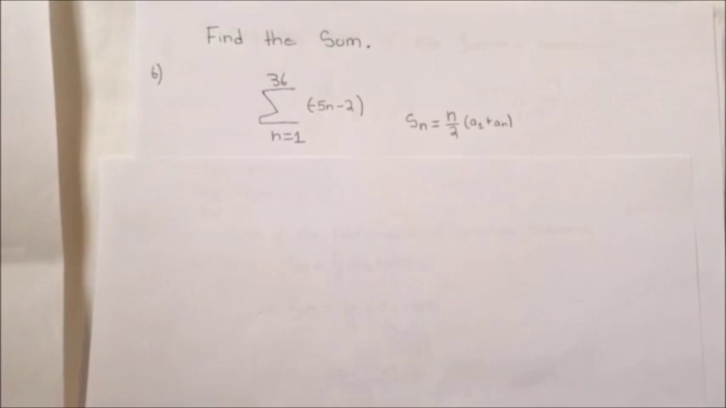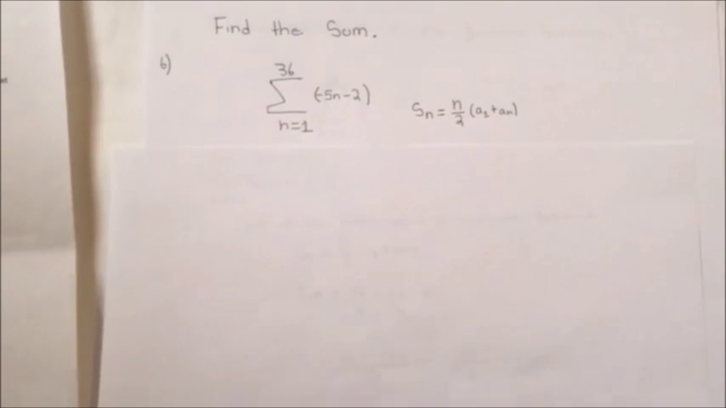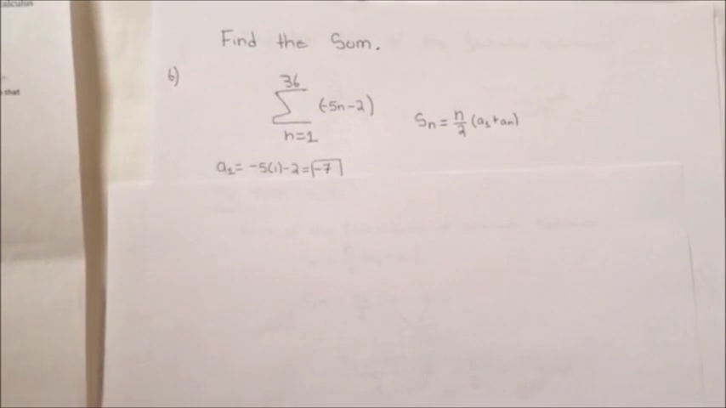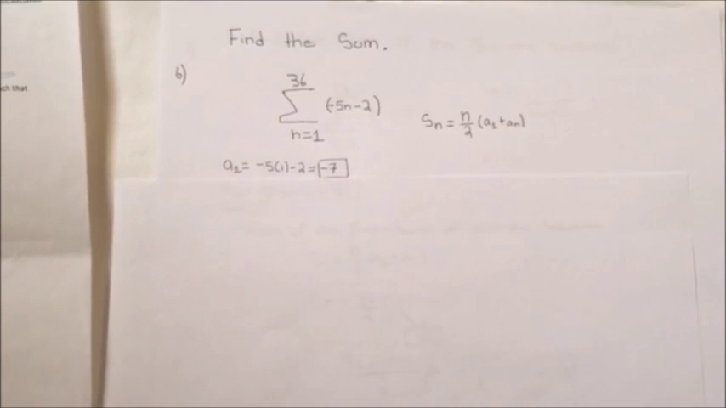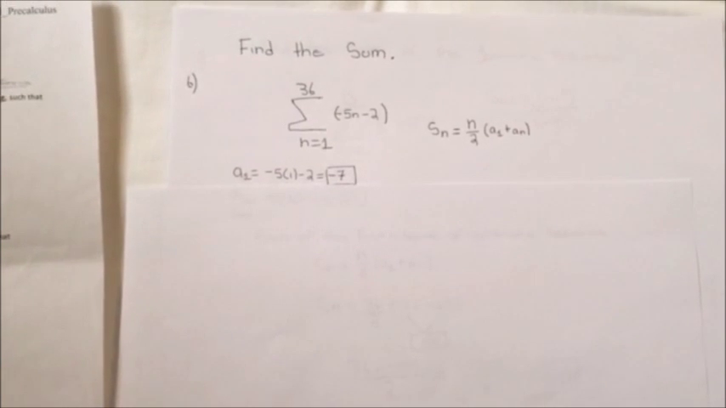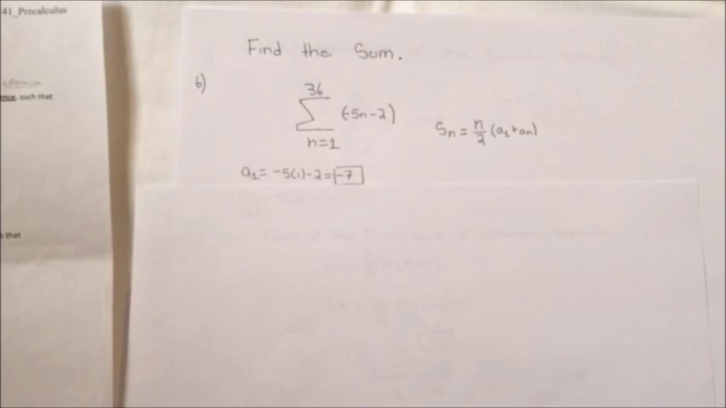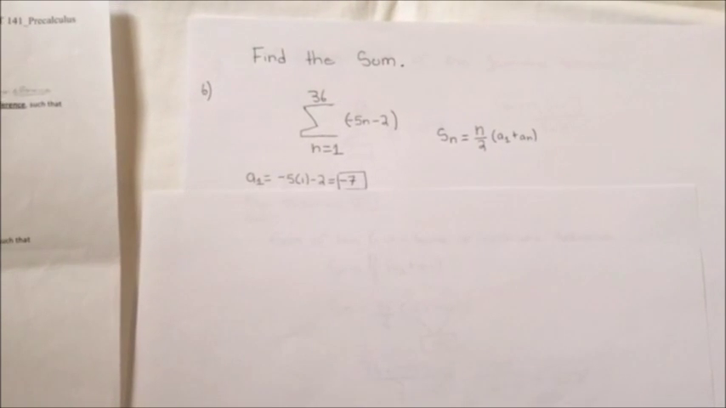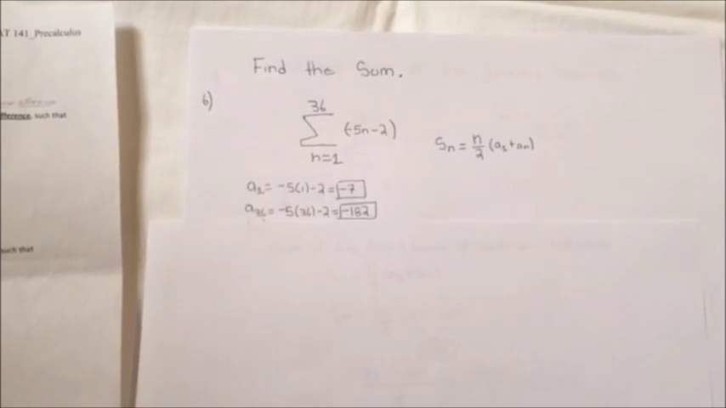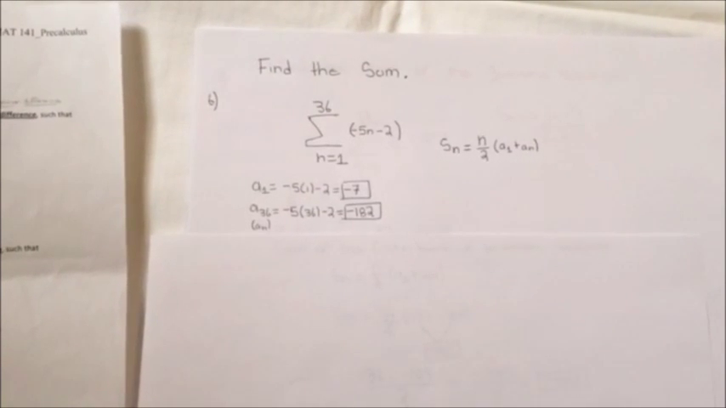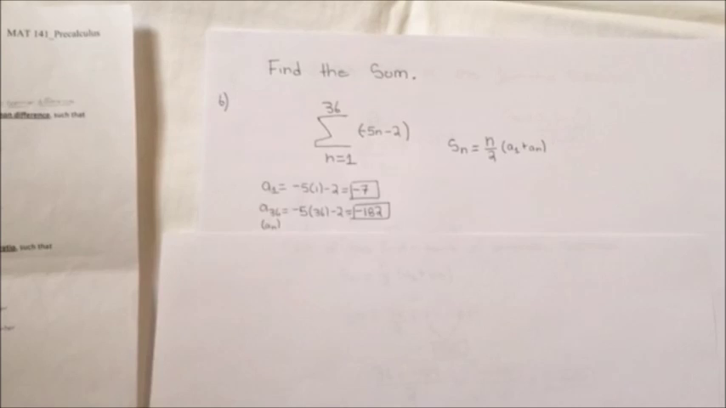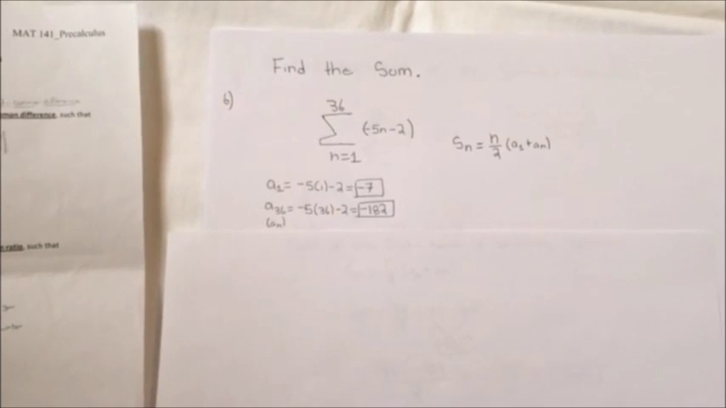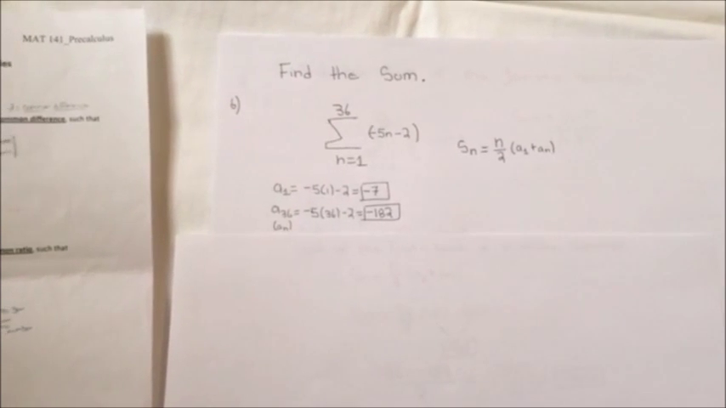1 in n. So a1 is negative 5 times 1 minus 2, which equals negative 7. Our an is negative 5 times 36 minus 2, which equals negative 182.